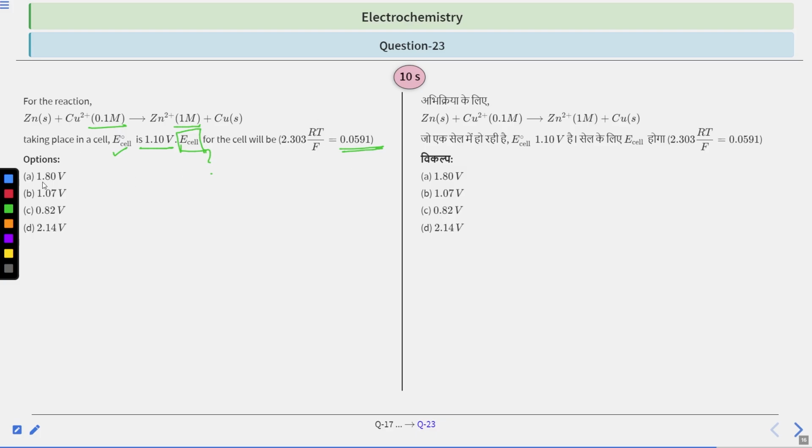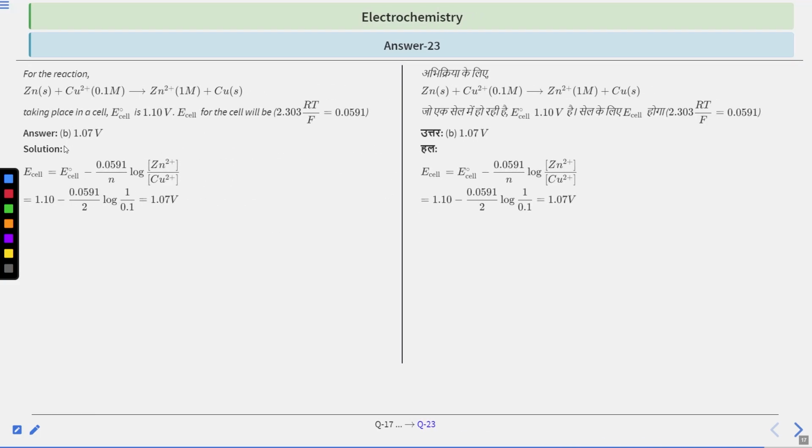Options are 1.8 volt, 1.07 volt, 0.82 volt, or 2.14 volt. You have 10 seconds to solve this question. After that, we will see the answer. Okay, let's see the correct answer. So the correct answer is option B, that is 1.07 volt.